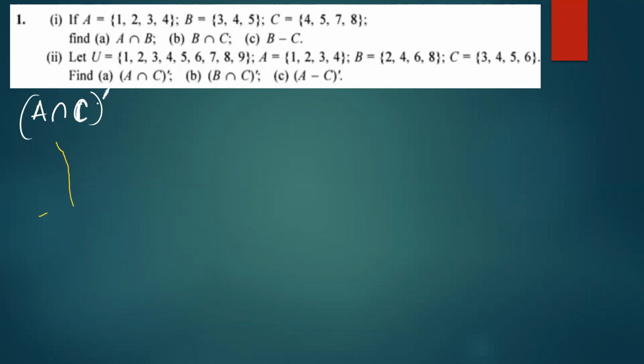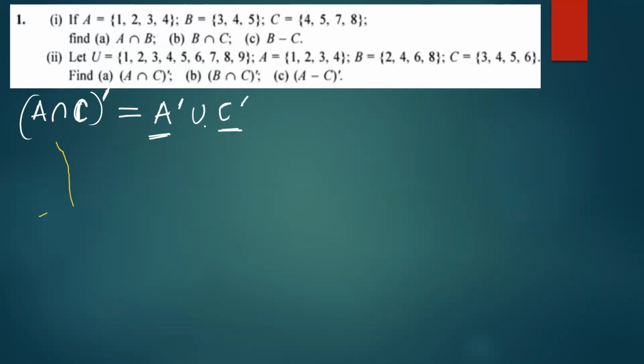So whenever you've been asked to find this, if you want, you can first use De Morgan's rule, where you distribute the complement and the sign in between will change. So you're going to distribute the complement, we're going to have A complement, and then union, the sign in between is going to change. Hence you have union, and then C complement as well. So having done this, you can now find A complement and C complement. Then when you find A complement and C complement, then you find the union set.